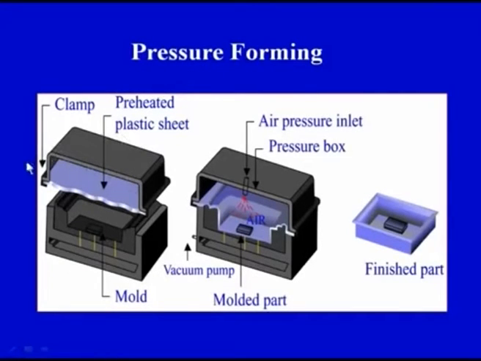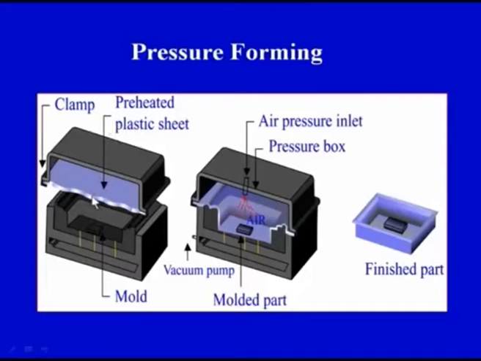This is the pressure box. This is, you can say, the mold cavity. It is written also very clearly, mold. It is the mold cavity. This is the preheated plastic sheet, this particular light blue color. We have the mold cavity and there is a clamping arrangement. These two, the pressure box and the mold half, would be clamped together and the air would be injected at a high pressure. So this is step number 1.